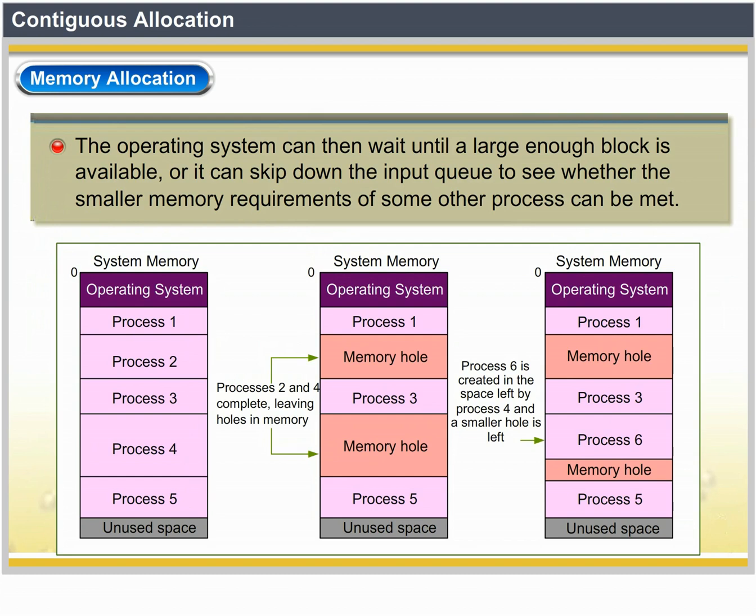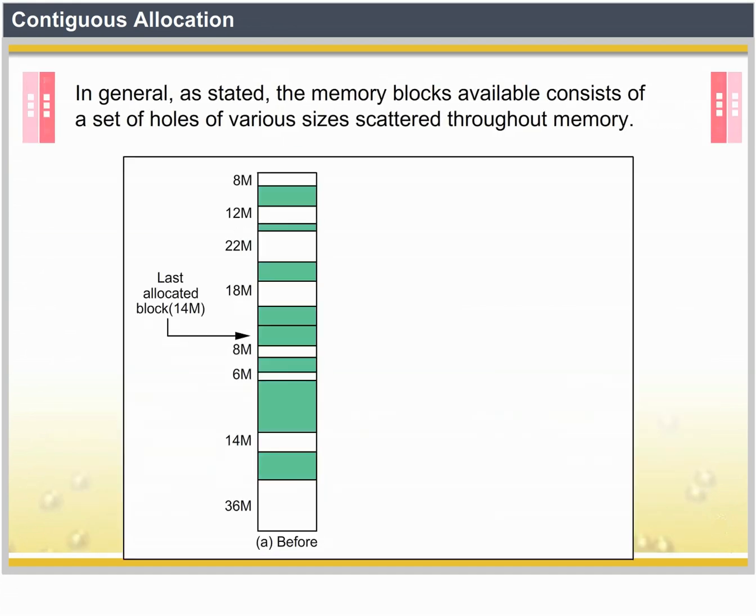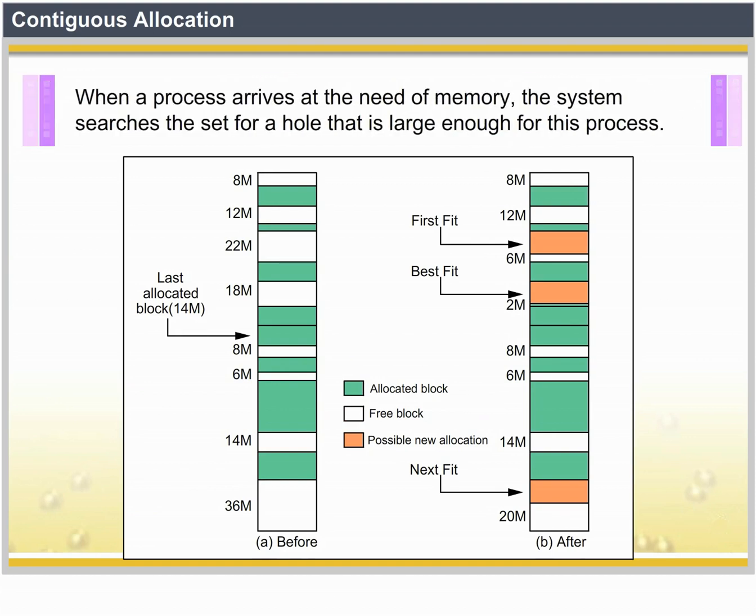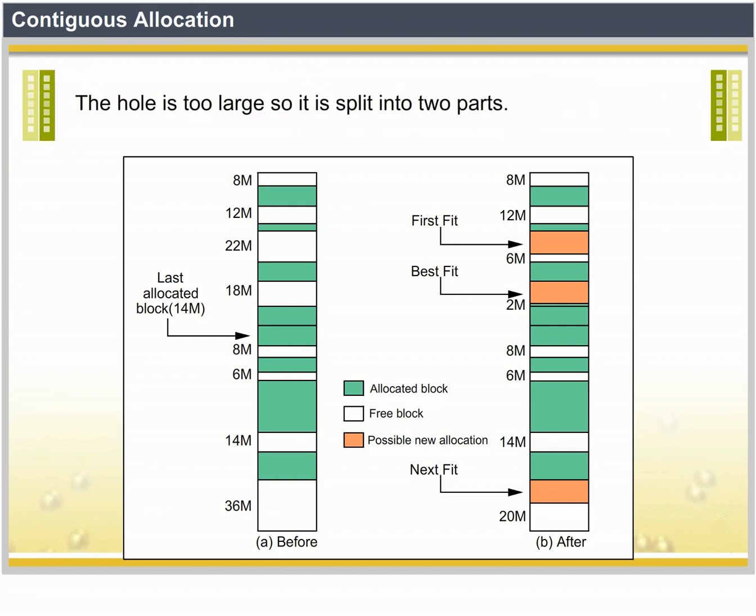In general, as mentioned, the memory blocks available comprise a set of holes of various sizes scattered throughout memory. When a process arrives and needs memory, the system searches the set for a hole that is large enough for this process. If the hole is too large, it is split into two parts.